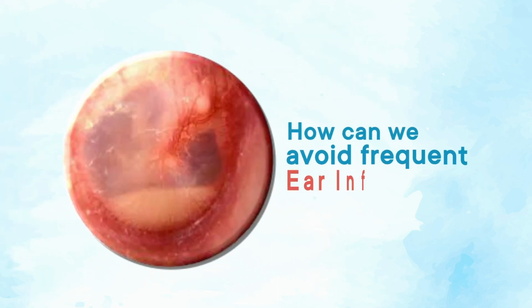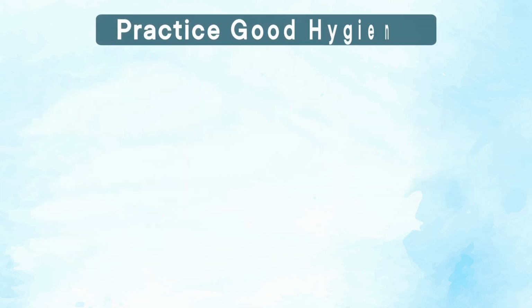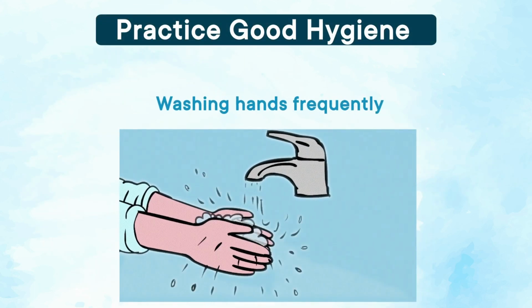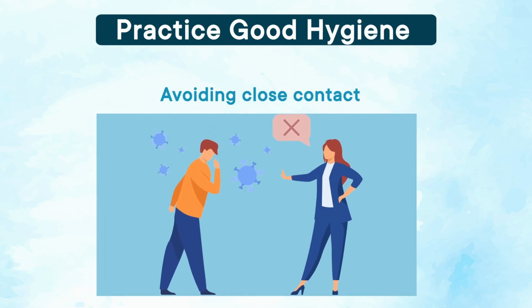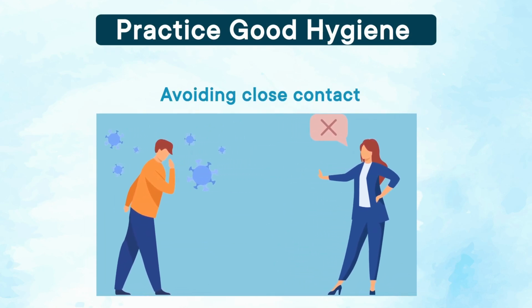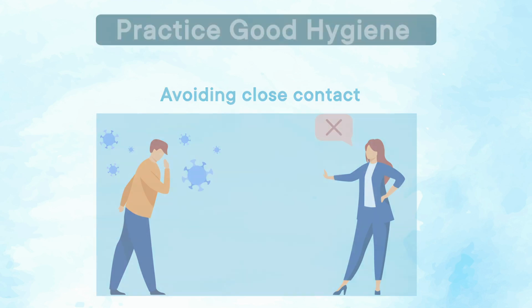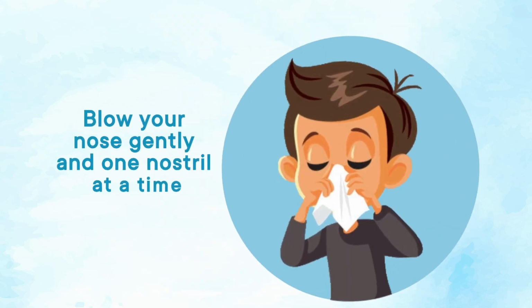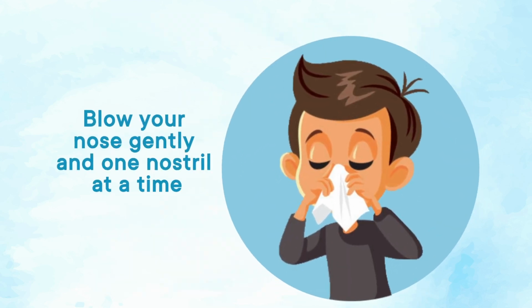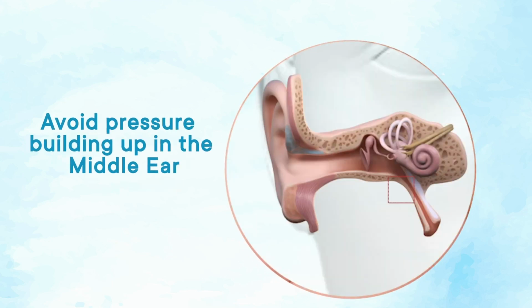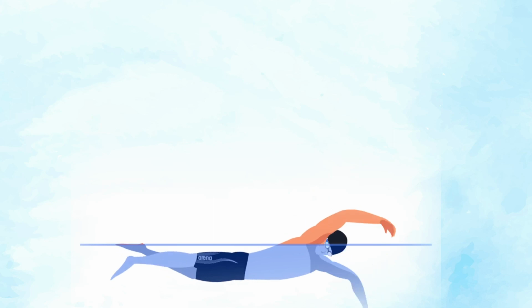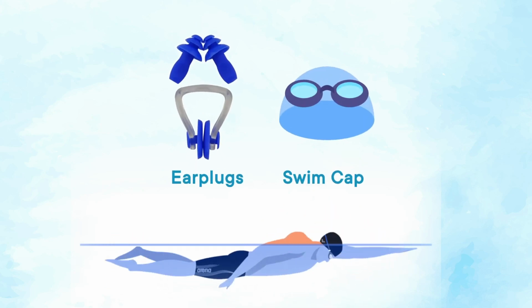So, how can we avoid frequent ear infections? First and foremost, practice good hygiene, like washing hands frequently and avoiding close contact with people who have colds or other infections. Frequently blow your nose gently and one nostril at a time to avoid pressure building up in the middle ear. If you're swimming, wear earplugs or use a swim cap.